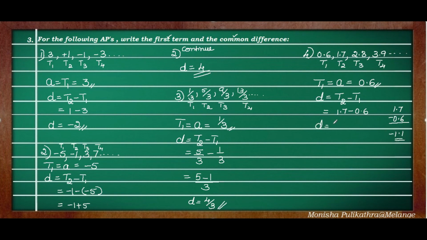The larger number is 1.7, so the sign will be plus. So the answer is 1.1. So this is the way to find out the first term and the common difference. Usually they will give you this for 1 mark in your board exam. Okay, hope you understood this session. Thank you.